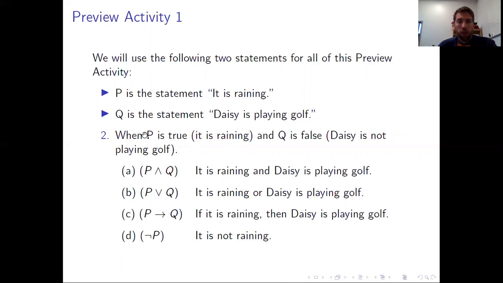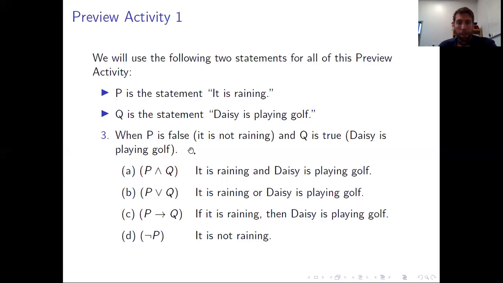Situation 2, so the same statements, different situation. P is true, but Q is false. Then the statement P and Q is false because you're saying both of them are true, but one of them is not true. P or Q is still true because one of them is true. P implies Q is false because if P is true and Q is false, you can't say that if it's raining, then Daisy is playing golf, because it is raining and Daisy isn't playing golf. And then not P is false since P is true.